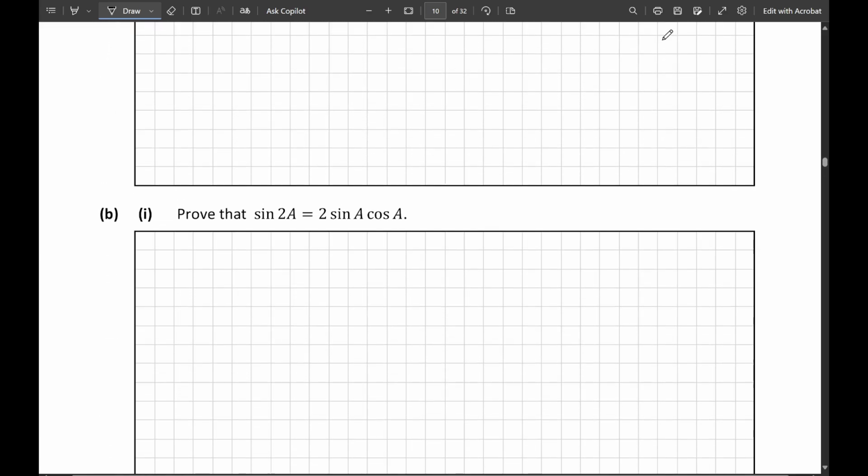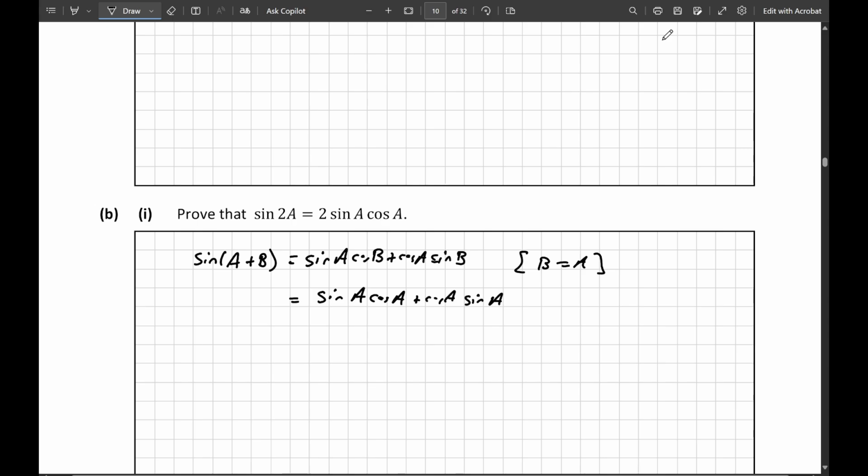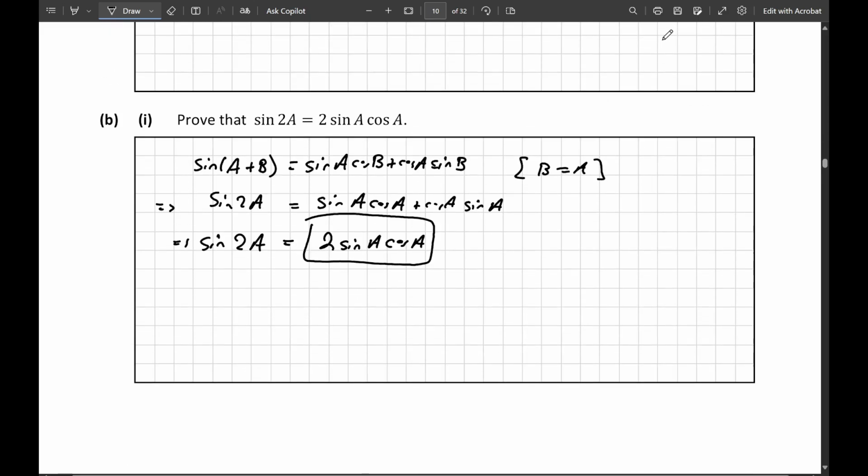Okay, another kind of general proof. This one I can actually do. So sine of A plus B is sine A cos B plus cos A sine B. And then we'll just let B equal A. So we can make it sine A cos A plus cos A sine A, which is two lots of sine A cos A. So it's a proof, so QED.